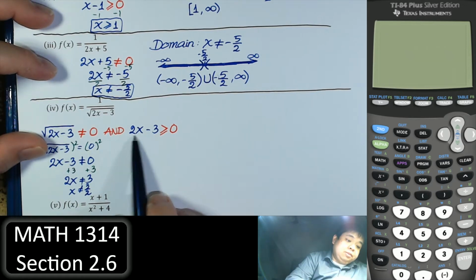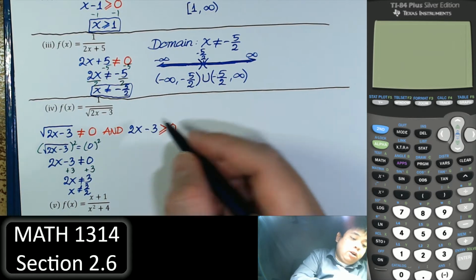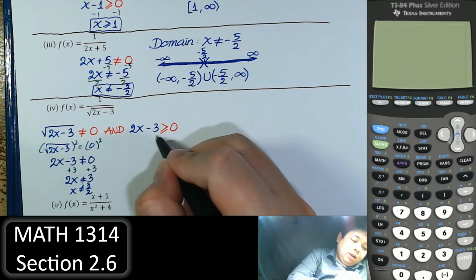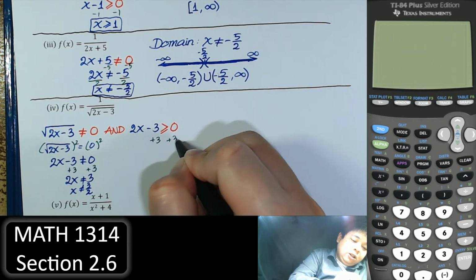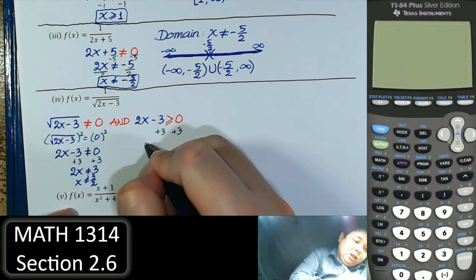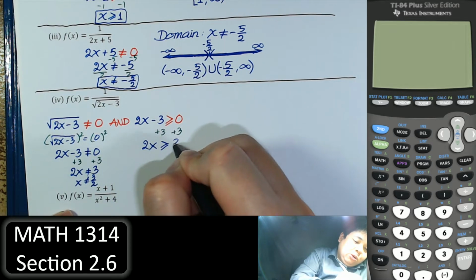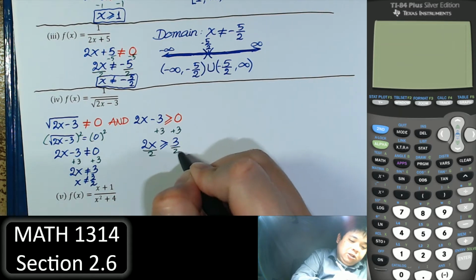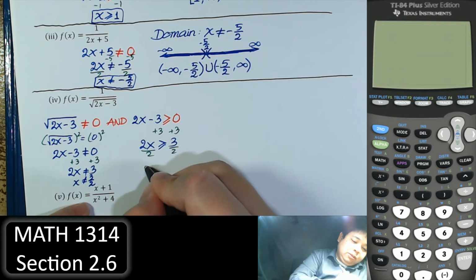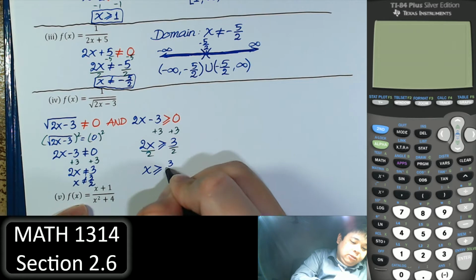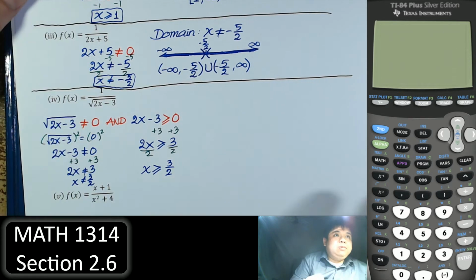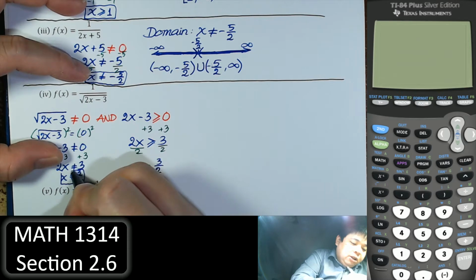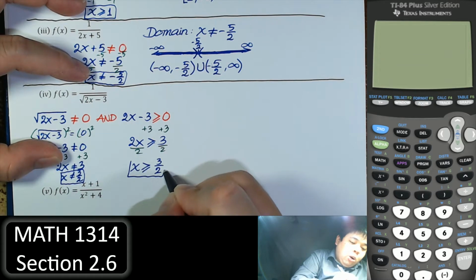Right here, I will just solve for x, so it's simple. Plus 3 on both sides. 2x greater than or equal to 3 and divide by 2. Right, so we have x not equal to 3 half and x greater than or equal to.